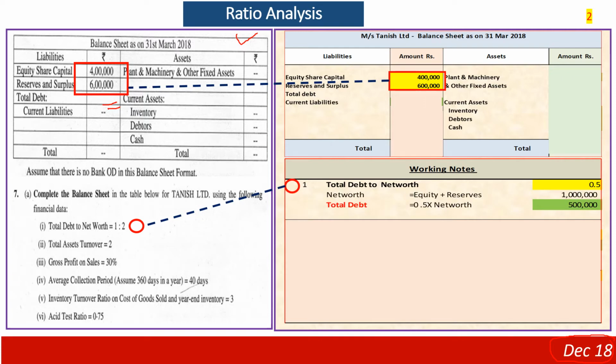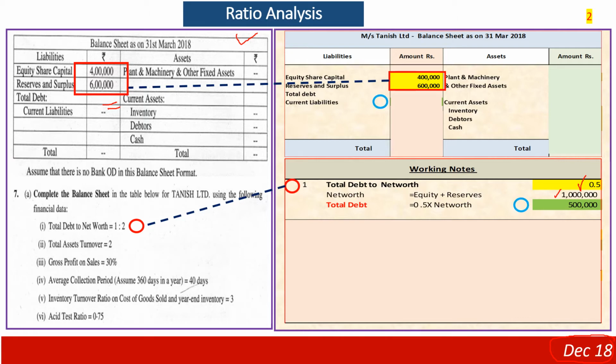What is net worth? Net worth is shareholders' funds, which is already given. Reserves and surplus and equity share capital, 6 lakhs plus 4 lakhs, 10 lakhs is given to us. And total debt to net worth is equal to 1:2. Total debt is 1, equity is 2, means debt is half of net worth. Net worth is 10 lakhs, therefore half of net worth is 5 lakhs.